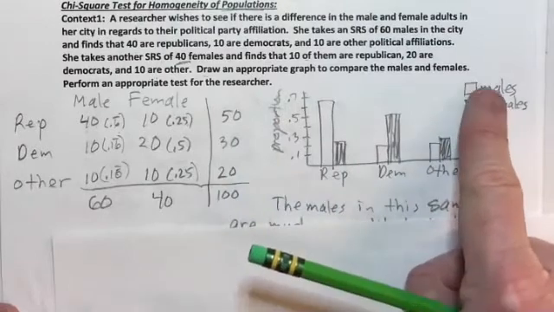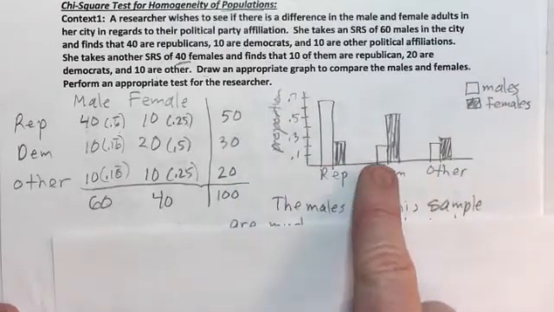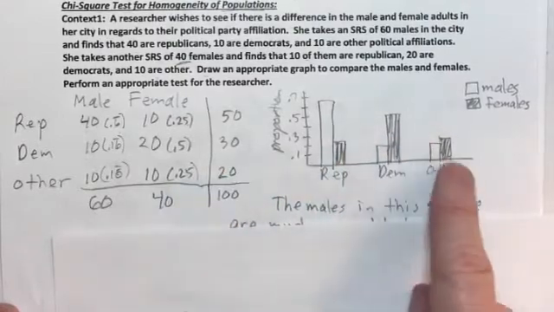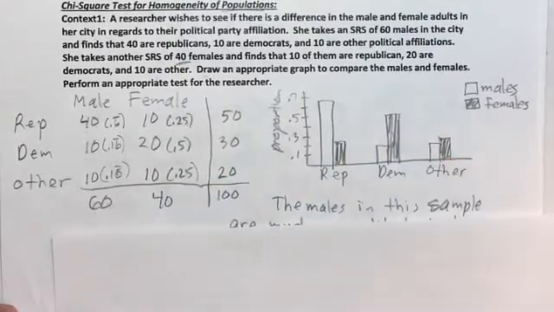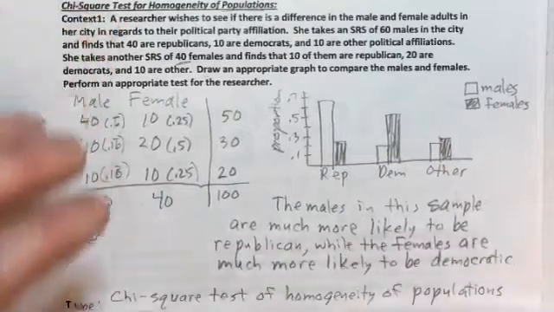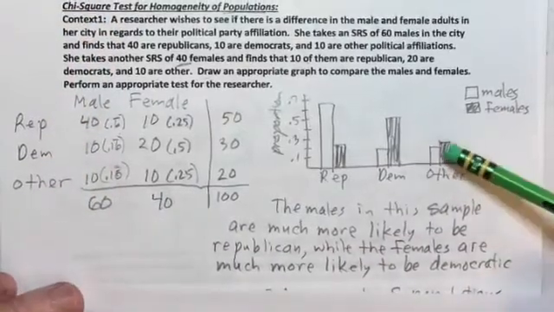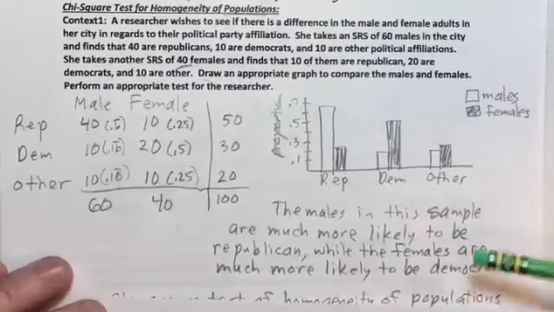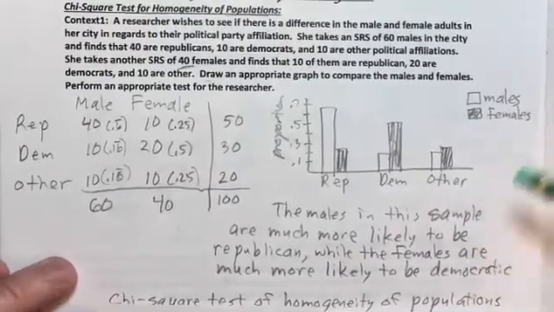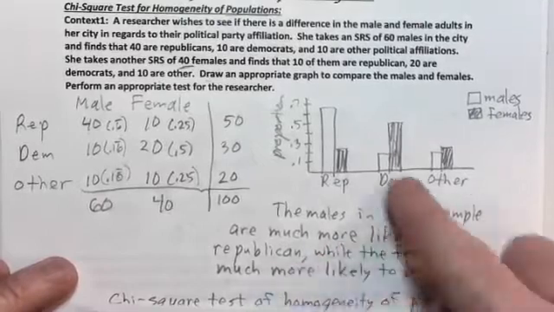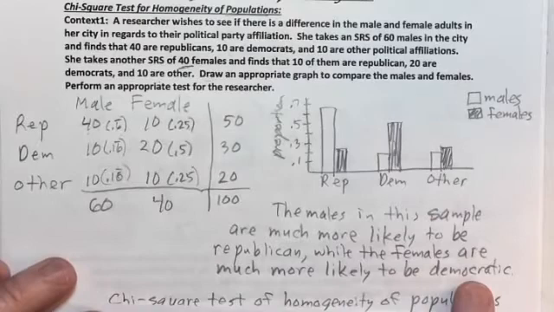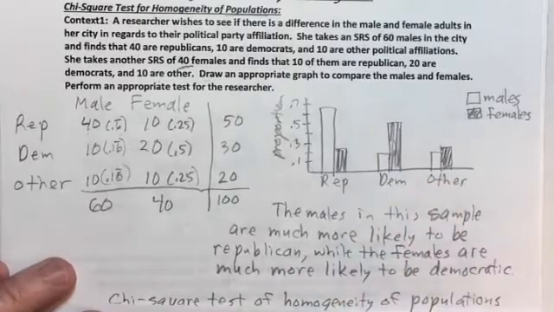And then, so for the males, they are the blank graph, and for the females, I drew bars up to the filled in bars. And then you describe what you see. Now if this was quantitative data, of course we'd discuss shape, center, and spread. But in chapter 1, you just kind of comment on what you see. And we would say the males in this sample are much more likely to be Republican, okay, while the females are much more likely to be Democratic. And so there you go. So that's what we did in chapter 1.